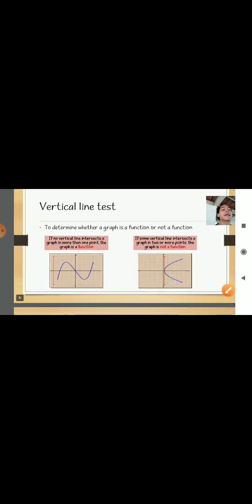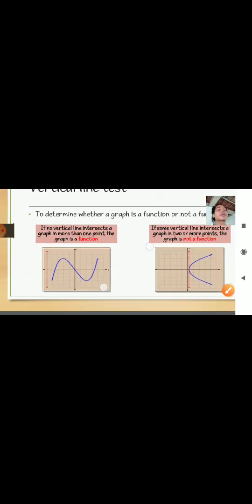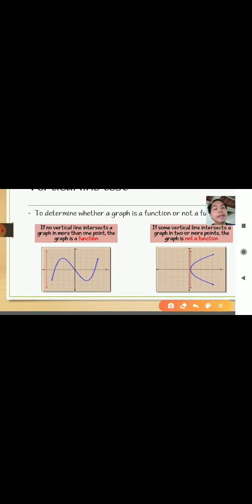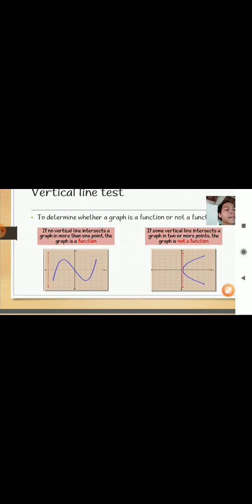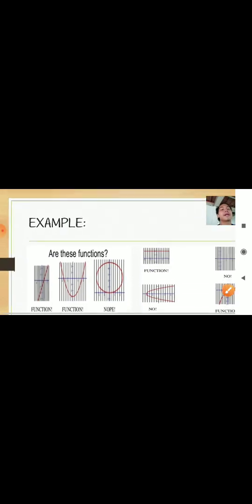Next is the vertical line test. The vertical line test tells us whether a graph is a function or not a function. For example, in this graph, if we draw a vertical line here, the graph will touch it once. So it is considered a function. And from this graph, if we also draw a vertical line, we notice that it will touch the vertical line twice. So it is not considered a function.